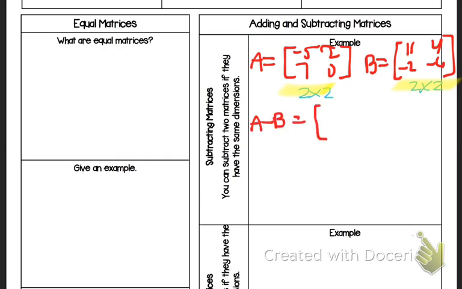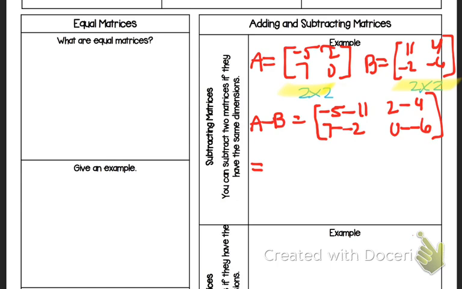You're basically just subtracting the corresponding elements. So we're going to do negative 5 minus 11 for the top left, 7 minus negative 2 for the bottom left, 2 minus 4, and then 0 minus negative 6.